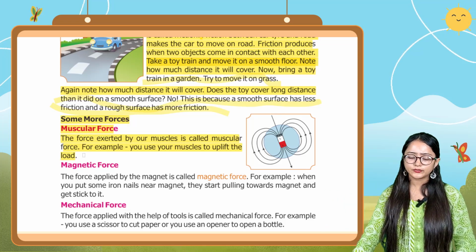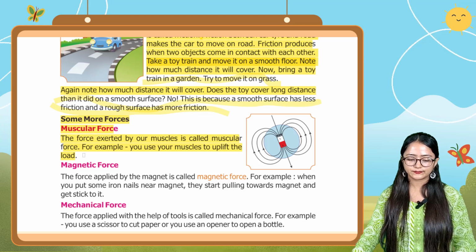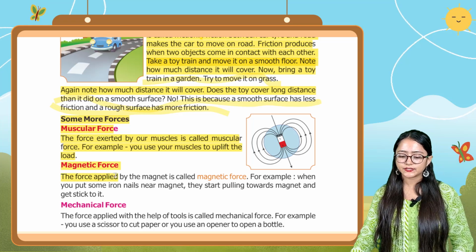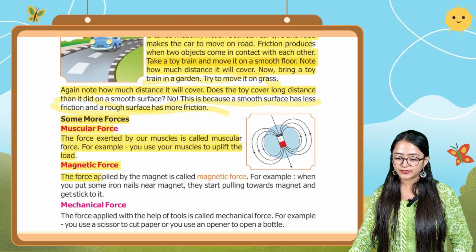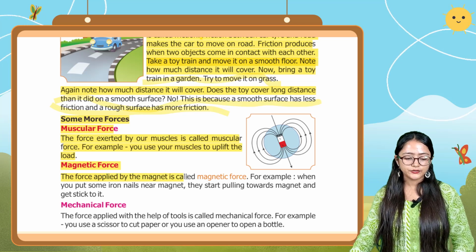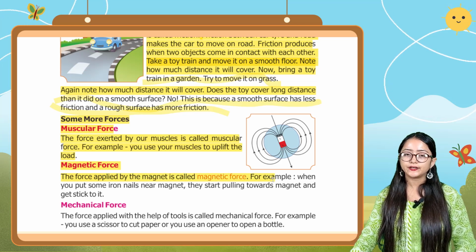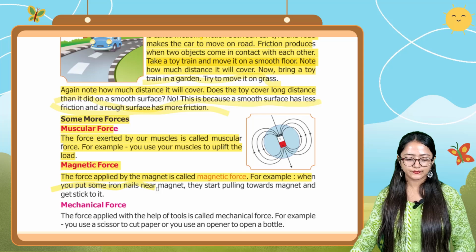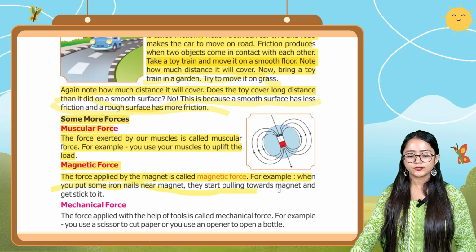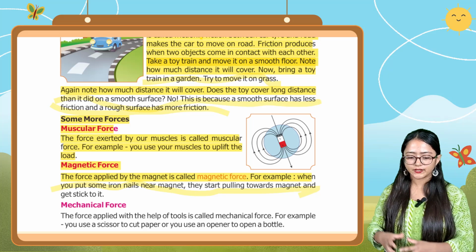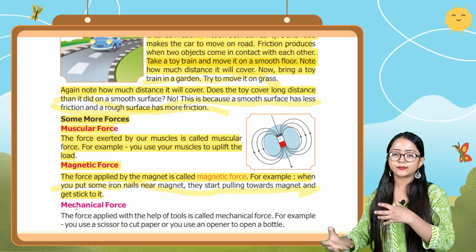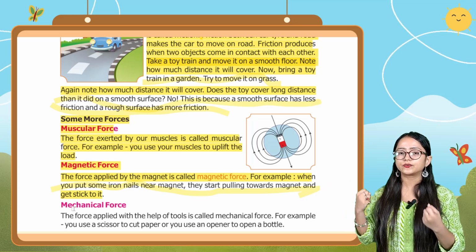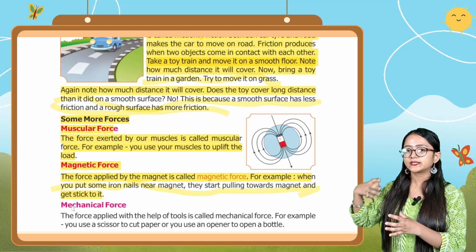Now we come to another one, that is magnetic force. The force applied by the magnet is called magnetic force. For example, when you put some iron nails near a magnet, they start pulling towards the magnet and stick to it. So basically, magnetic force is when the force is applied by the magnet, when the magnet is attracting the nails towards it. That is known as magnetic force.